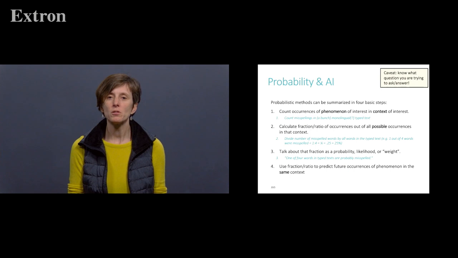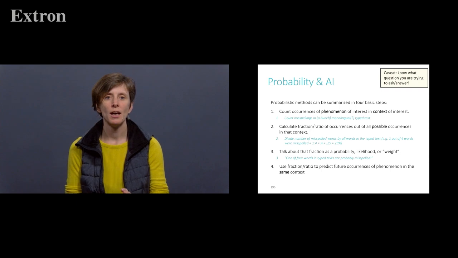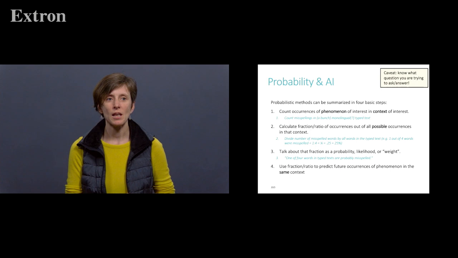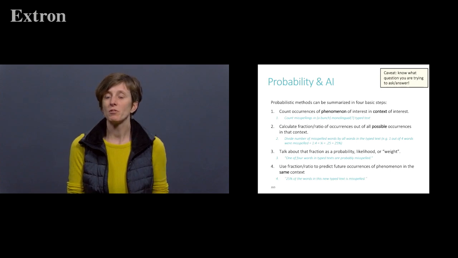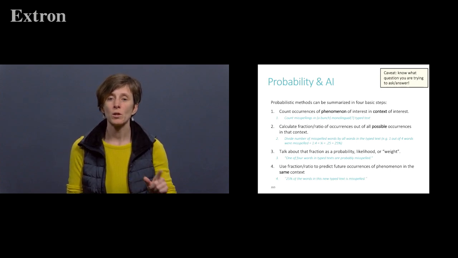And at that point, you can say, okay, I'm going to make a prediction. So that's the fourth step. I'm now going to say, I have enough data, I've done enough counting, I've made the assumption that the behavior in the past will continue in the future, and I go from it's probably misspelled to now I'm going to say, in this new text on which I have done no counting, 25% of those words are misspelled. That's a prediction. And that's it.